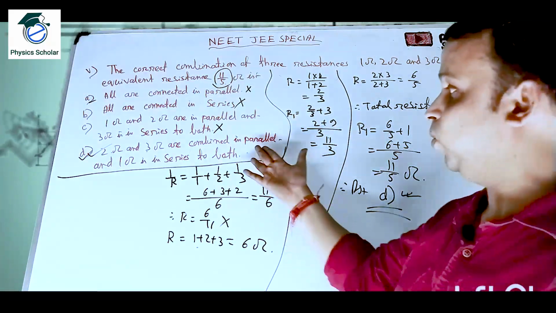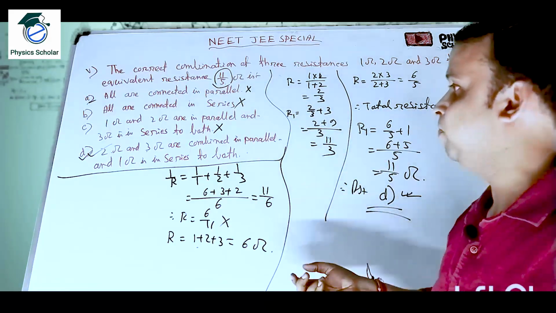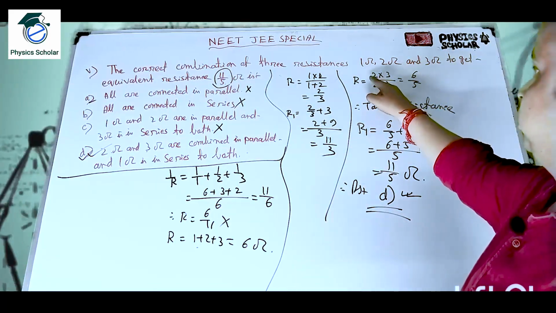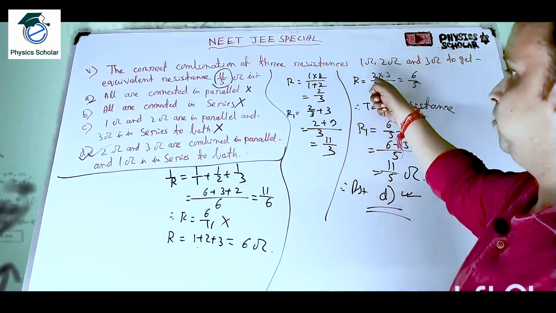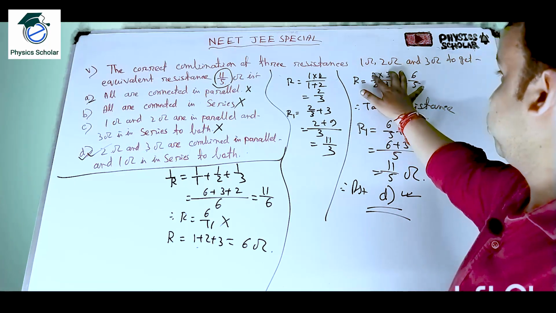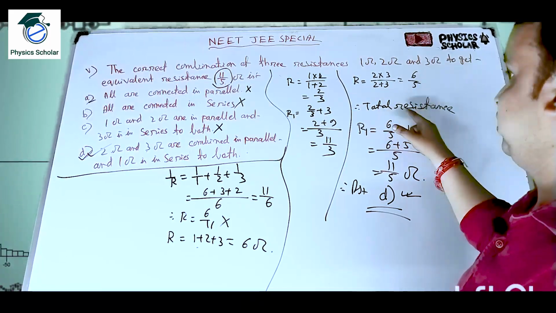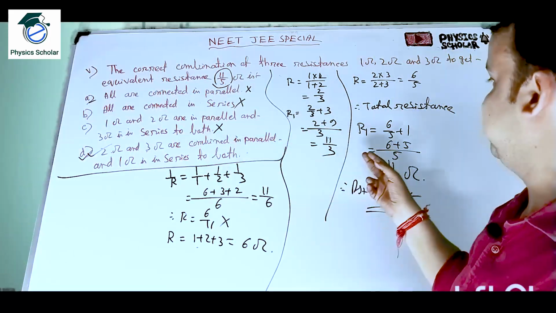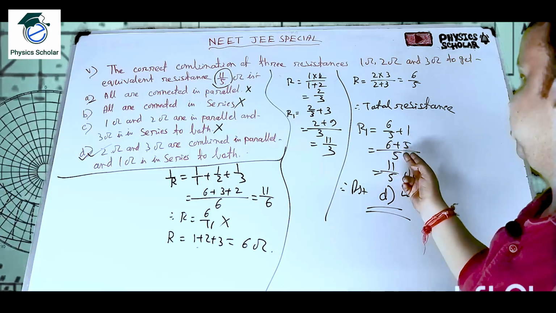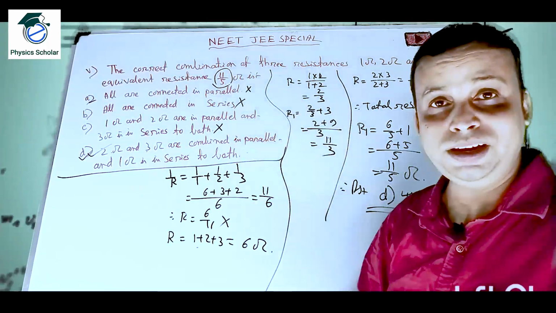Then we can say option 4 should be the answer, but we have to check it once before writing. So R is equal to what? 2 and 3 are in parallel, so 2 into 3 by 2 plus 3. Two resistances in parallel, product by sum. So 6 by 5. Now 1 is in series with them, so total resistance is 6 by 5 plus 1. With 5 as the LCM, 6 plus 5, 11 by 5. It is matching. So option D will be correct.